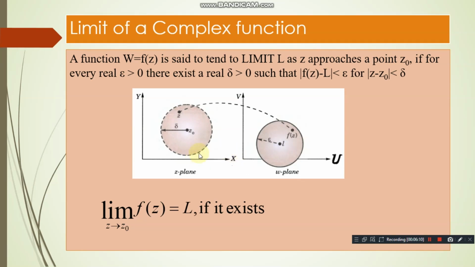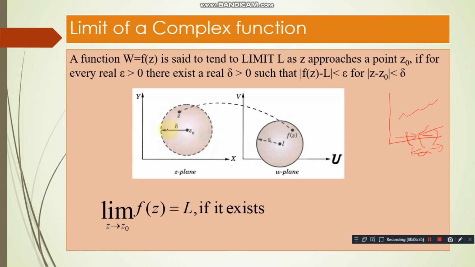Let us see graphically how we explain w is equal to f of z. For real functions, what about the limit? We can explain it like this. Suppose this is the curve, and this is the point A. We take the interval, LHS and RHS. That means we approach this A value in this interval, either from the LHS or from the RHS.